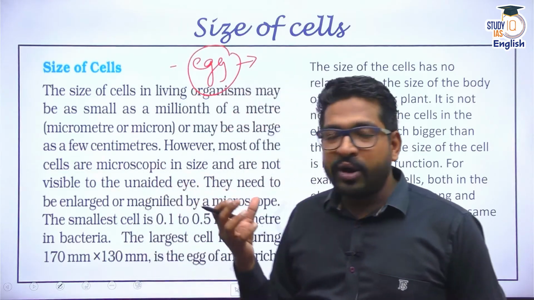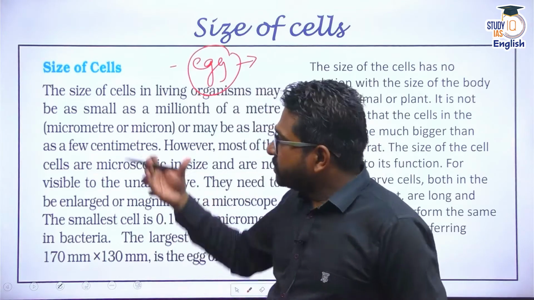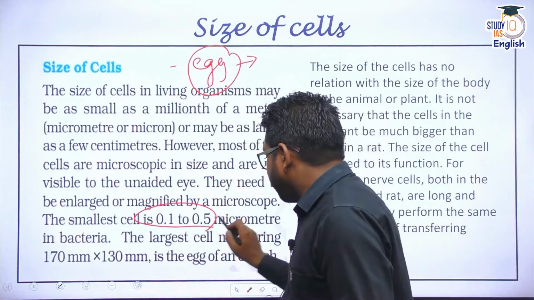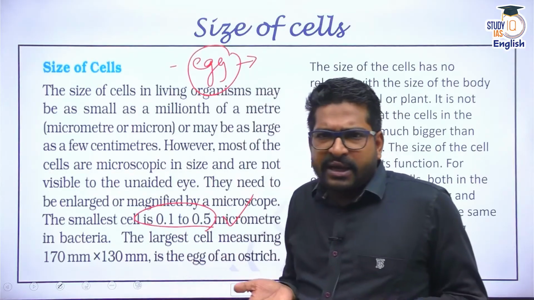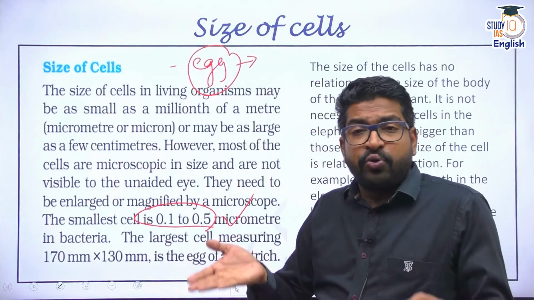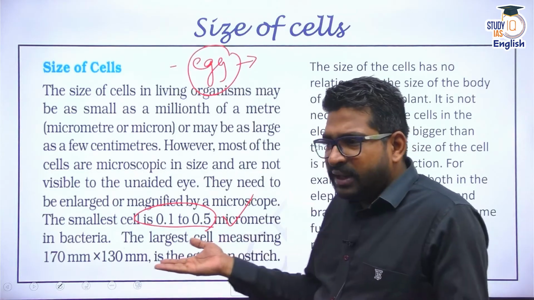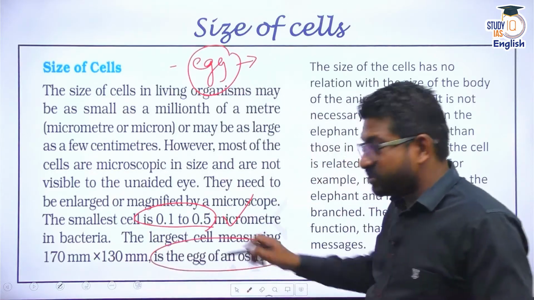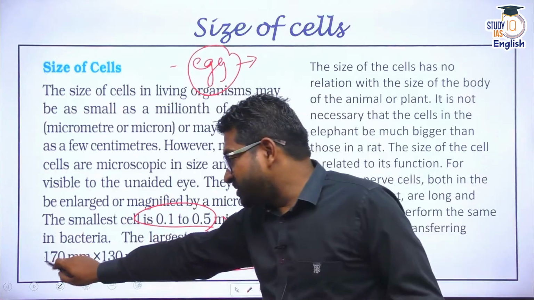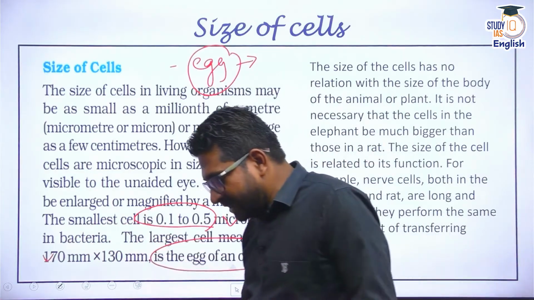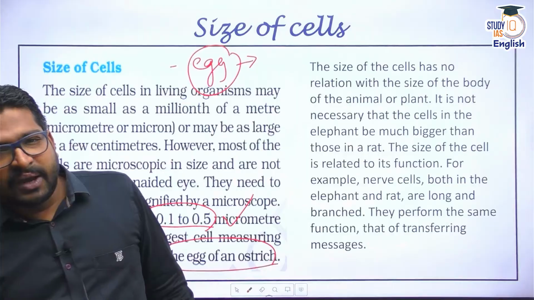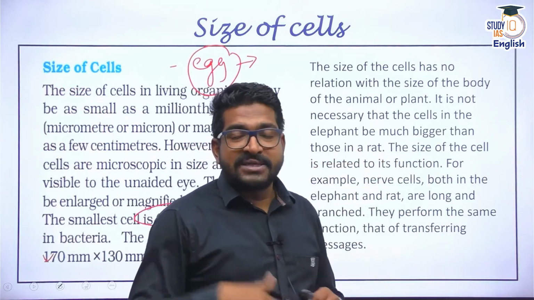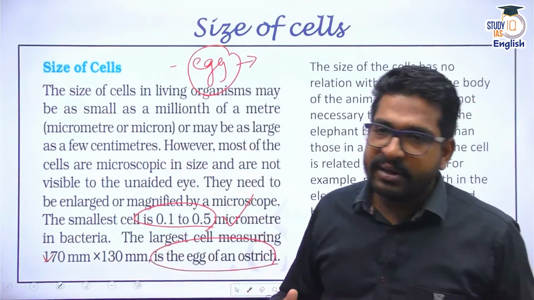So now my understanding is that the size of a cell can be as small as 0.1 to 0.5 micrometers, because I cannot see bacteria with my naked eye. I need a microscope to view it. But there are many eggs that I can see. One of the biggest eggs is the egg of an ostrich, which measures approximately 17 centimeters by 13 centimeters, 170 mm by 130 mm, which is huge, almost this big. Okay, so the size of a cell depends on the organism.